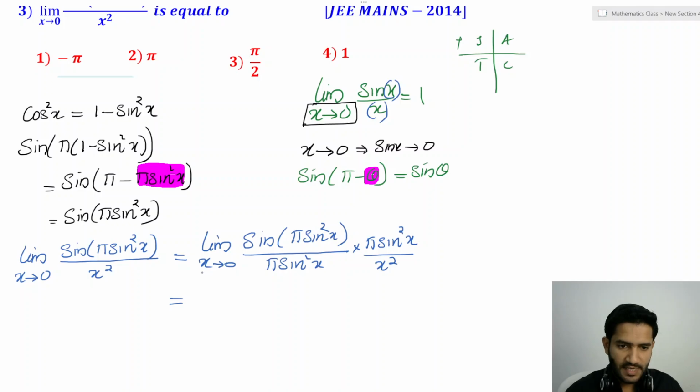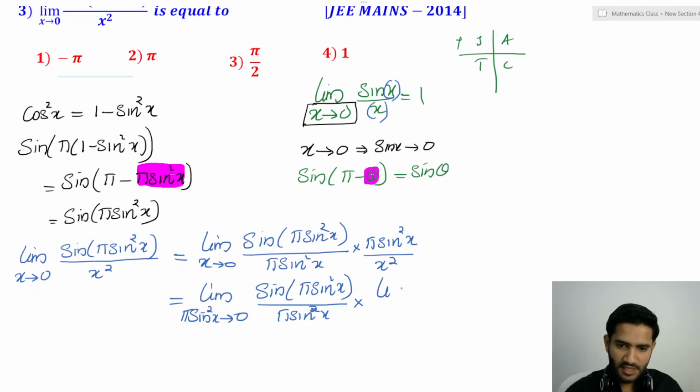So here sine x tends to 0. At the same time, x tends to 0, sine x tends to 0. If sine x tends to 0, pi sine x also tends to 0, and pi sine square x tends to 0. So pi sine square x tends to 0. We'll get the same denominator, pi sine square x. We are using algebra.